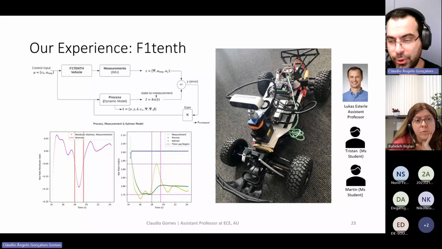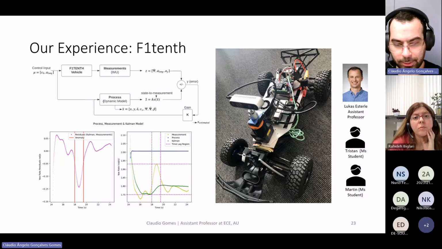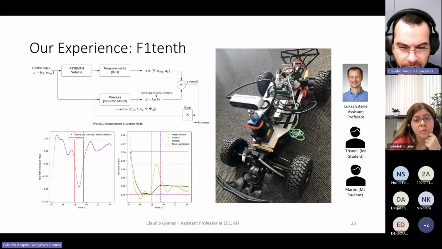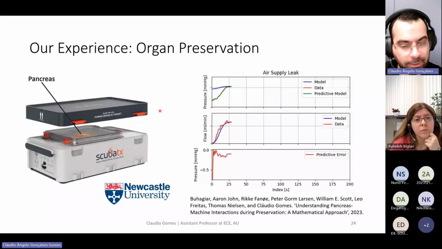We've also done a fun project where we have this little car that can run up to 80 kilometers per hour, and we have, in this case, a Kalman filter. So we're collecting data about the system, and we're trying to detect what kind of floor it is driving on, so that we can configure the driving controller accordingly. We have examples with organ preservation as well.